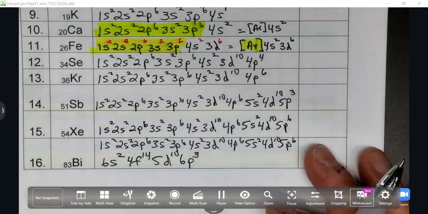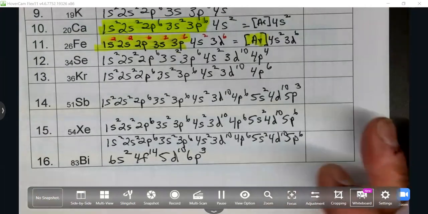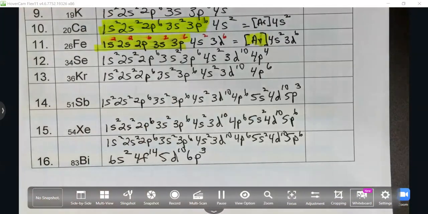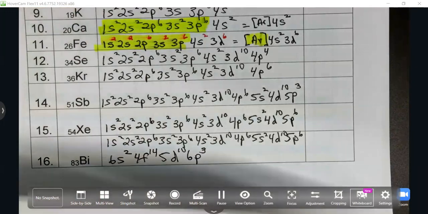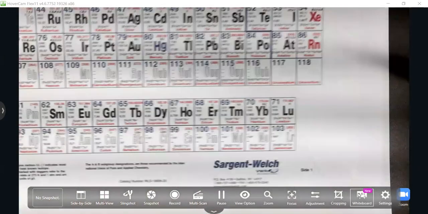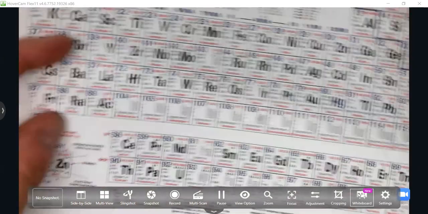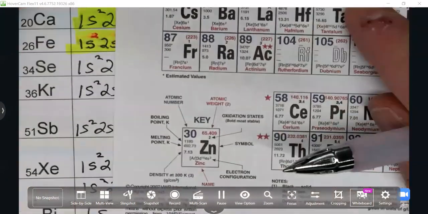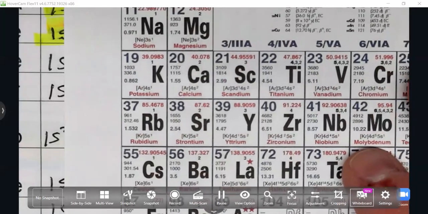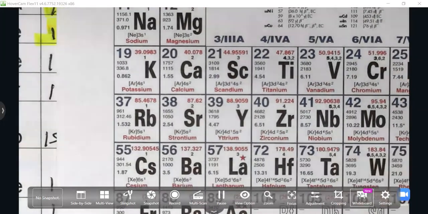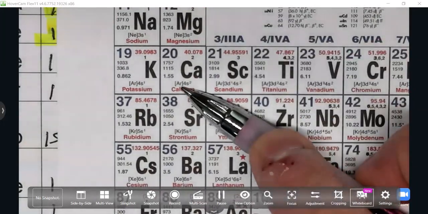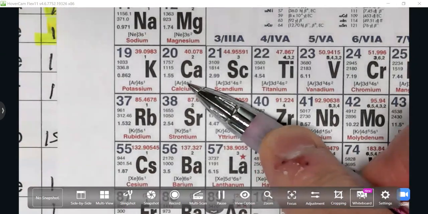And again, these are on your periodic table. All of the electron configurations are on your periodic table. So we just looked at calcium. If we go to calcium here, I'll try to zoom this in as best I can. And we have argon in brackets and then 4s2.